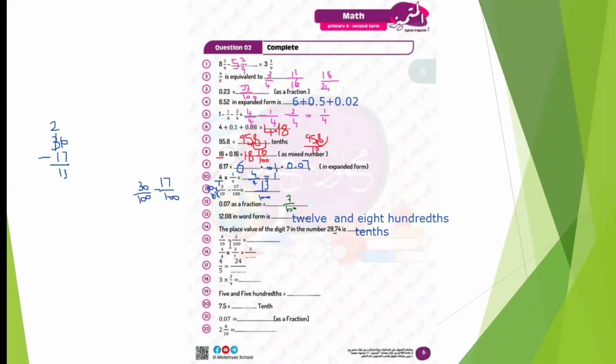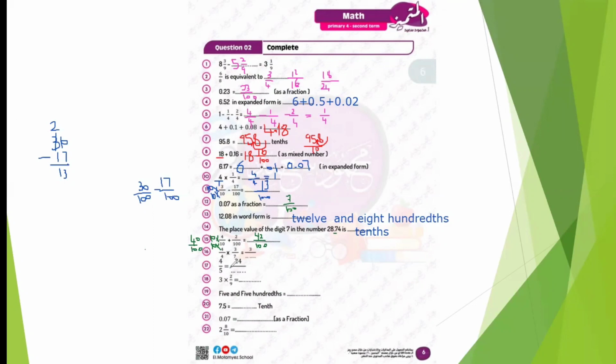Number 15, 4 out of 10 plus 2 out of 100. We cannot add if I have different denominators. To add, we have to find the same denominator. How can I change 10 to be 100? By multiplying up and down by 10. 4 times 10 equals 40. And 10 times 10 equals 100. Now I can add. I have 100 in the denominator. 40 plus 2 equals 42. And we will write 100 in the denominator.